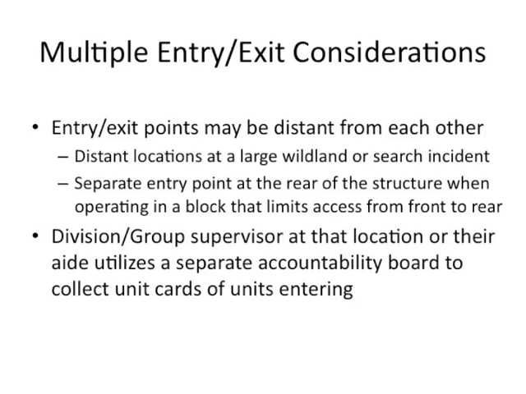It wouldn't make sense to have crews tagging in at the front of the building to walk around the back and so forth. So in this situation, you set up a second accountability board at that second entry location. So this could be at side C, could be a second entry point on a larger geographic area such as a wildland incident or something like that. The division or group supervisor in that situation at that location or their aide utilizes that separate accountability board to collect unit cards of those units that are entering at that location.